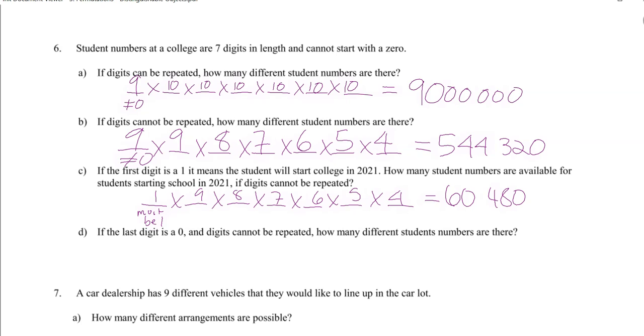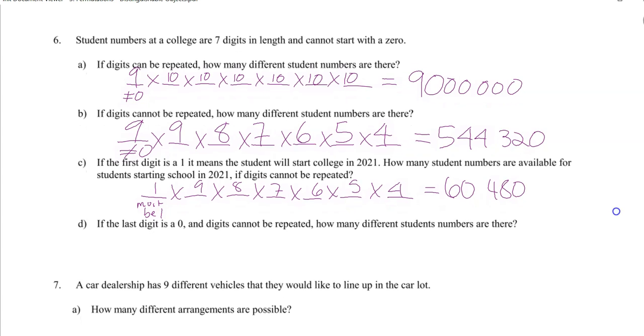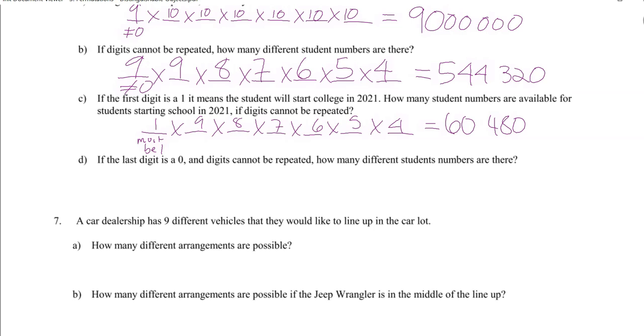60,480. So unless it's a really big college, they're not going to run out of student numbers for the people registering in 2021, right? And most places are not going to have an enrollment of 60,000 students. If the last digit is a 0 and digits cannot be repeated, how many different student numbers are there? Right? Do it.